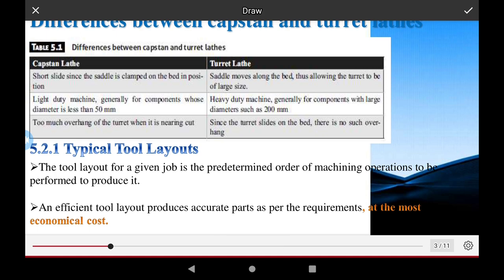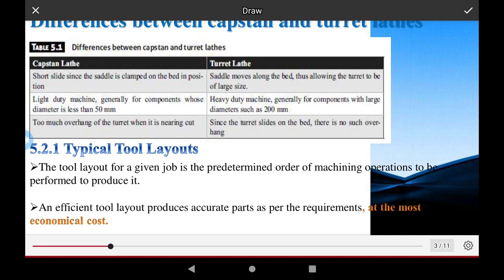turret when it is a measuring cut. Okay, in this machine there is very much overhanging of the job on the machine. Okay, in the machine the turret, when it is a narrowing cut. Okay, and the second machine, the second column, is the turret lathe machine. In point three, the turret sits on the bed. What is the turret? The turret is the very largest component used in this machine, on the bed.